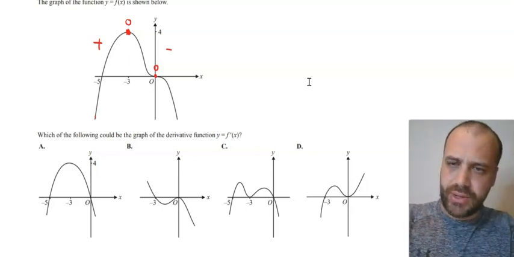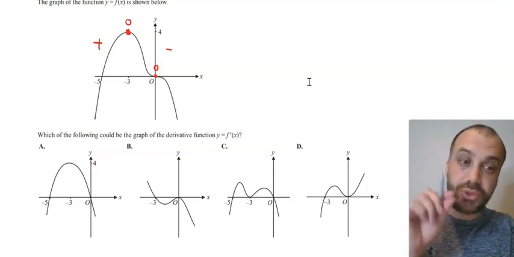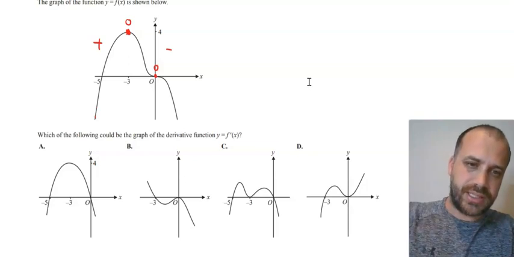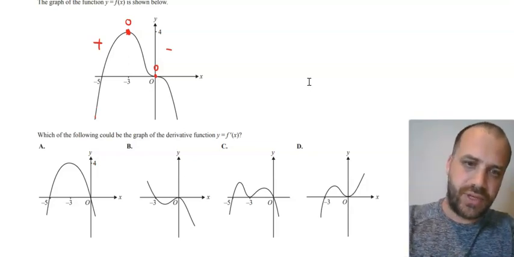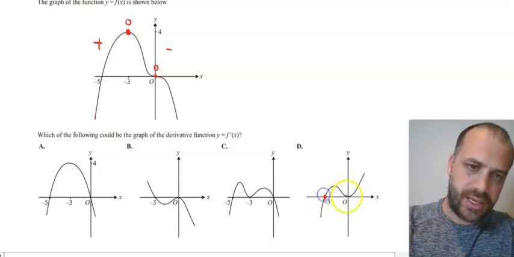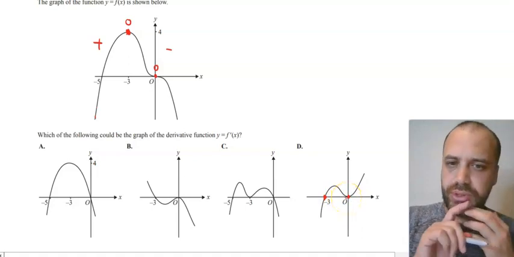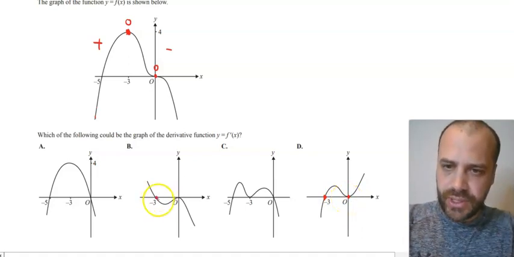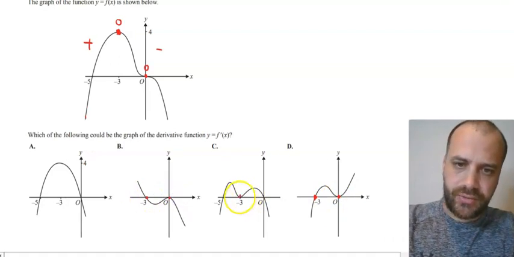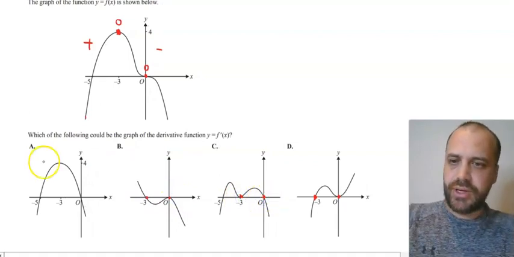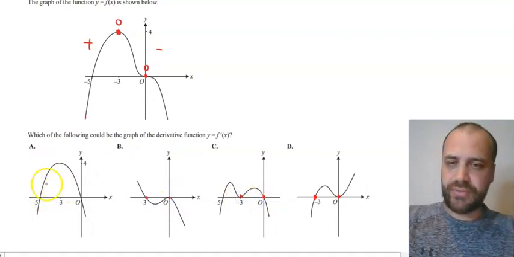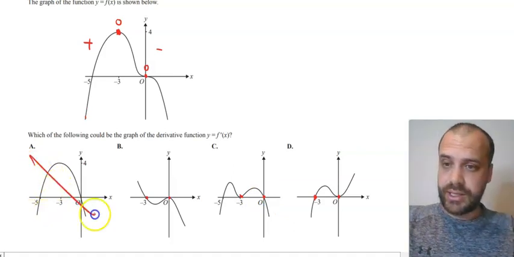So a 0 at -3 and a 0 at 0, that means that we should see an x-intercept on our f dash of x at -3 and at 0. So this one's a good candidate. What else might be a good candidate? -3 and 0, -3 and 0. The only one that doesn't have x coordinates there is this one.